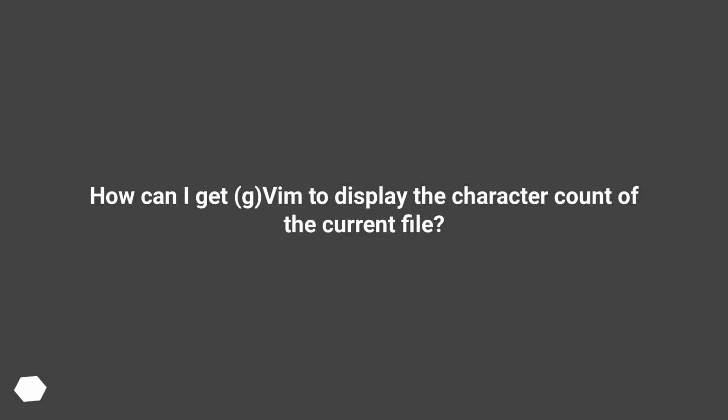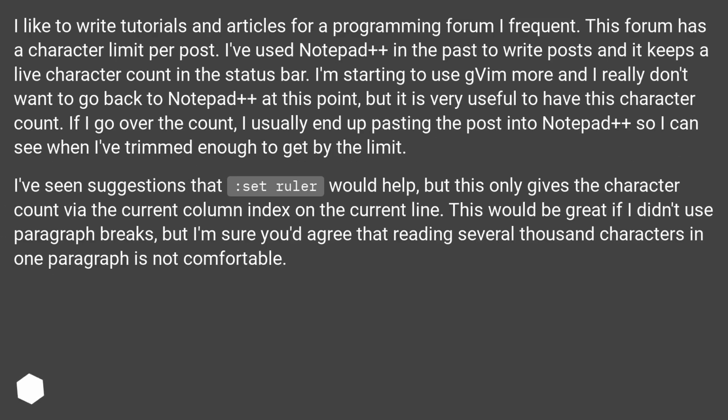How can I get gvim to display the character count of the current file? I like to write tutorials and articles for a programming forum I frequent. This forum has a character limit per post. I've used Notepad++ in the past to write posts, and it keeps a live character count in the status bar.